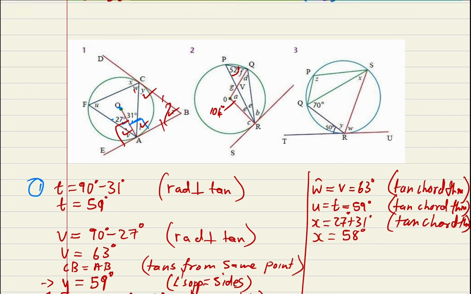104 degrees. Why is it so? It is because the angle at the center is twice the angle at the circumference. I hope you see that one. Angle at the center is twice angle at the circumference. That means B here will also be 52 degrees. Tan chord theorem. Can you see how we mangle and deal with such problems?